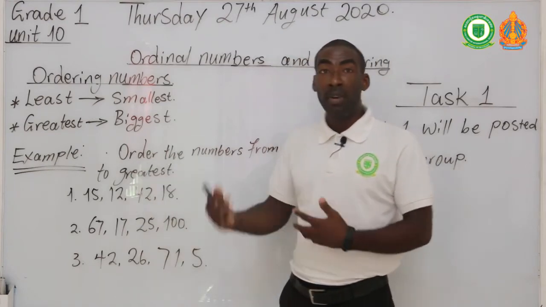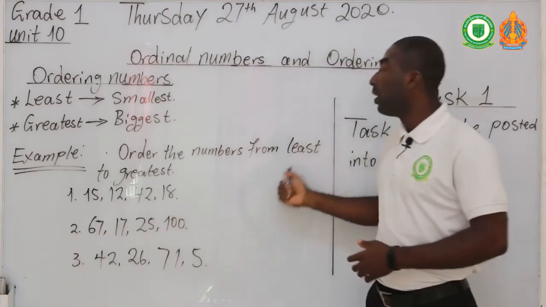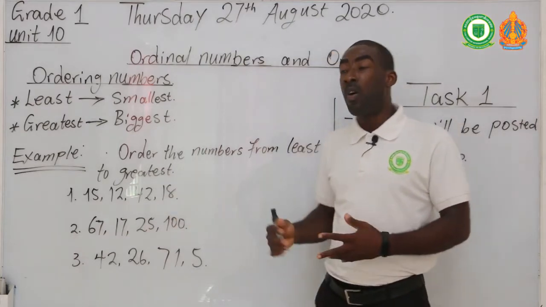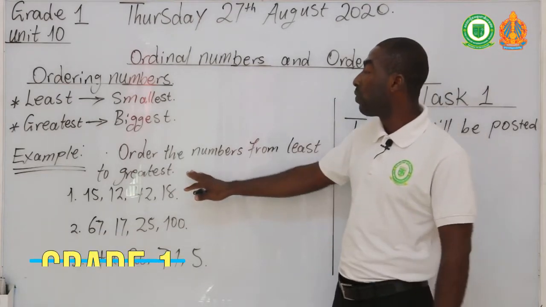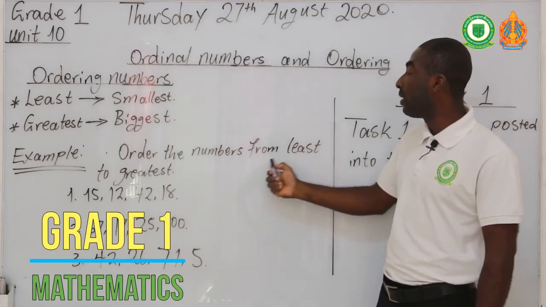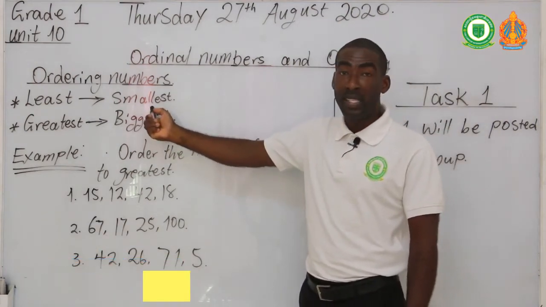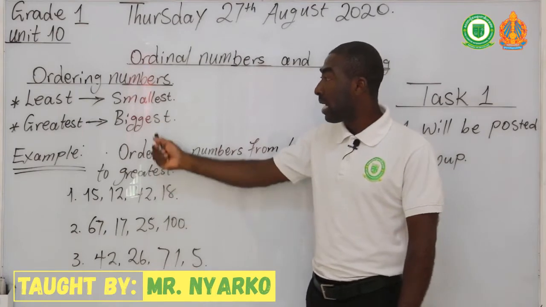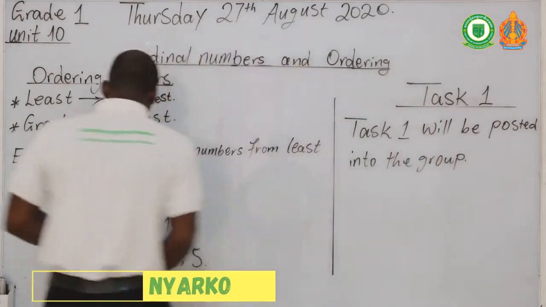Order means to arrange, okay? To arrange from the least to the greatest or from the greatest to the least. For now, the instruction that we have is that we are supposed to arrange from the least. That means we are to start from the smallest to the greatest. That means to the biggest, okay? So let's see how it goes.